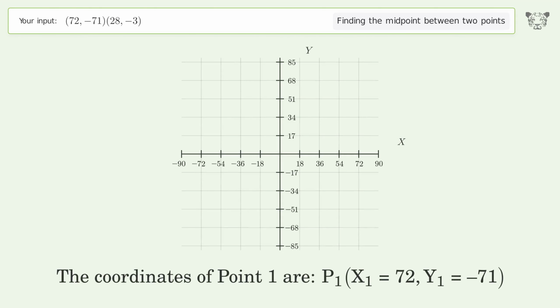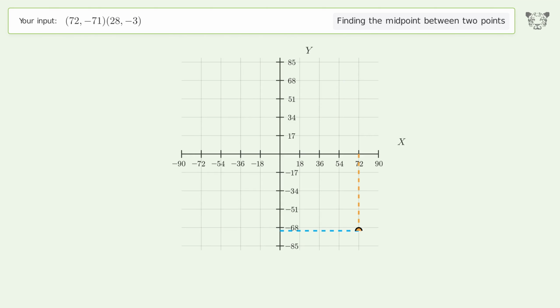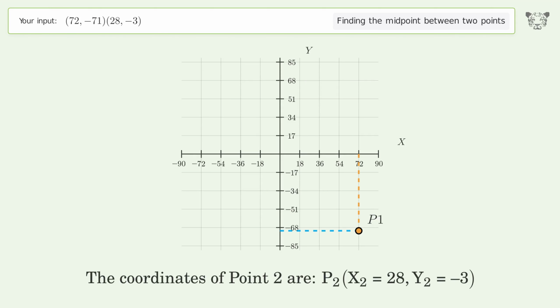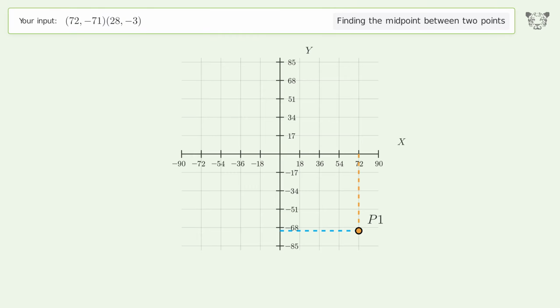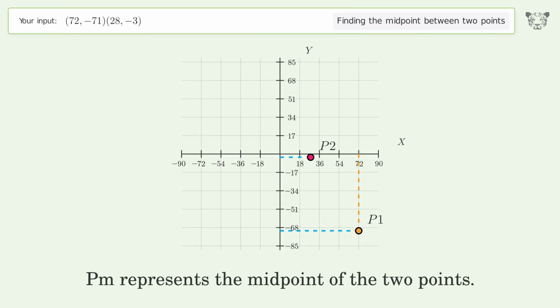The coordinates of point 1 are x1 equals 72, y1 equals -71. The coordinates of point 2 are x2 equals 28, y2 equals -3. PM represents the midpoint of the 2 points.